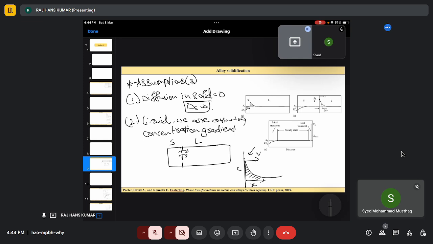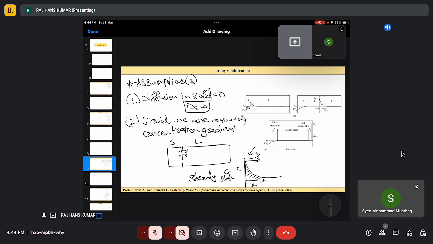It will move at a constant speed, right? So that means if it is moving at a constant speed, there is no acceleration. Then again we are achieving a steady state.